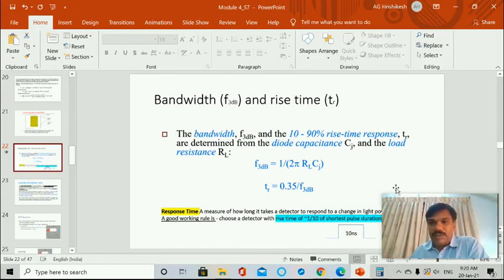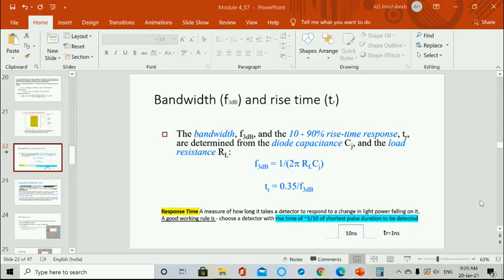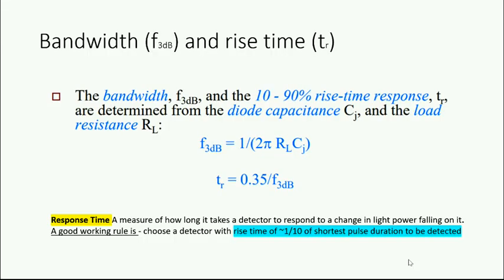Before going to the avalanche photodiode, you should know what the 3 dB bandwidth and the rise time of a photodiode are. The bandwidth you might have studied since your S3 classes. F3dB means 3 dB bandwidth, 3 dB down, right? And that is the 10 to 90% rise time response, that is TR, and it is determined from the diode capacitance. So you can see that.